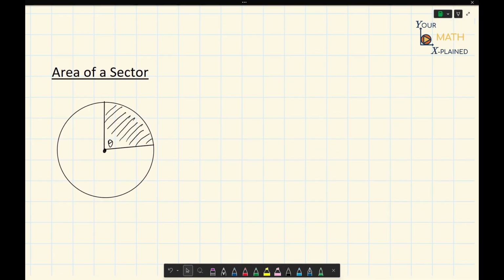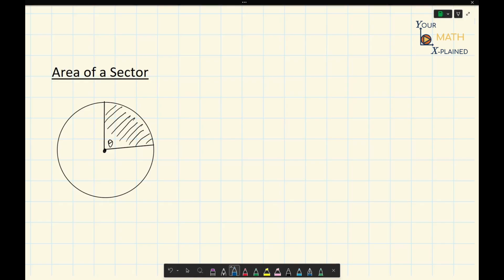Now let's talk about area of a sector. Just like how we developed the formula for arc length, we're going to be using proportions to find the area of a sector. So we know that a full circle is 360 degrees, or if we want it in terms of radians, it's going to be 2 pi.